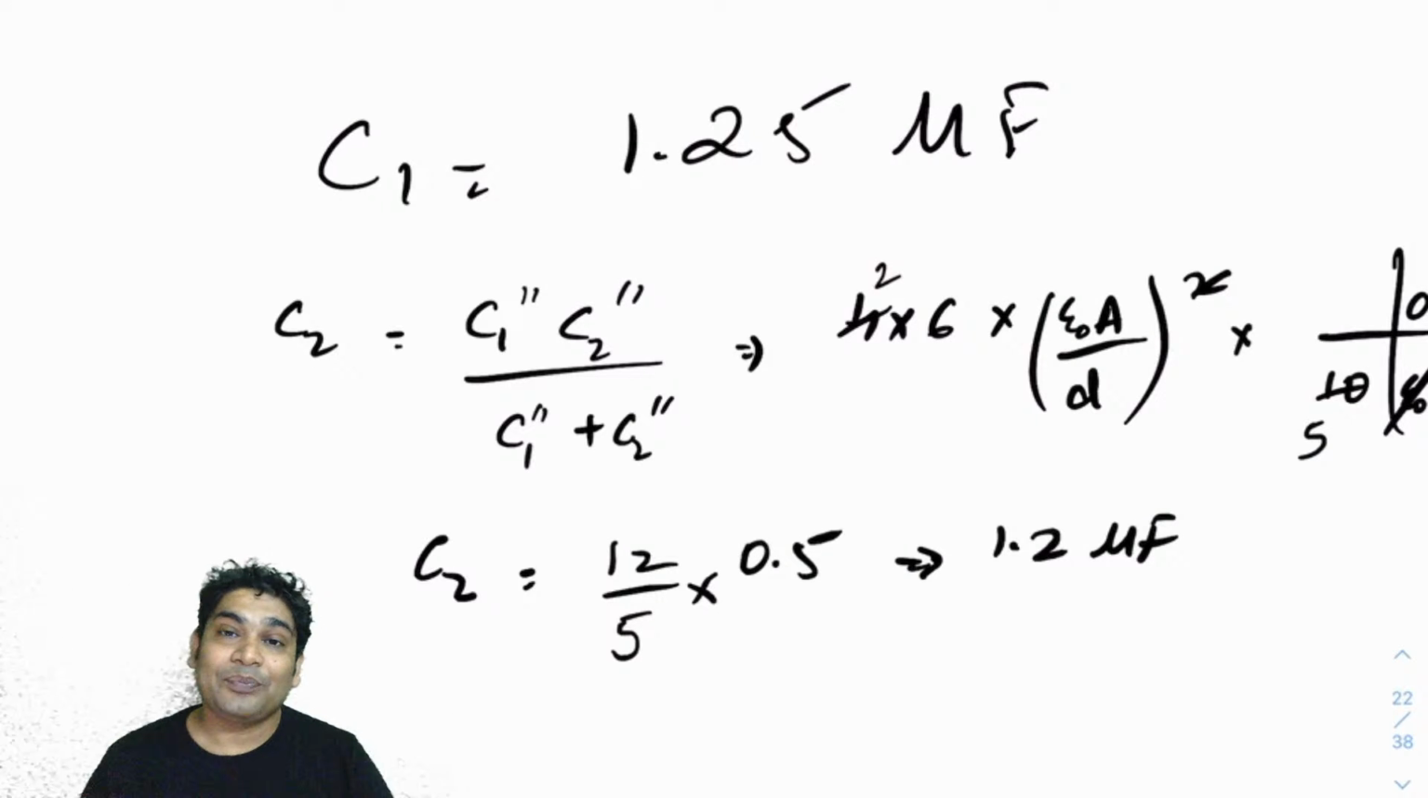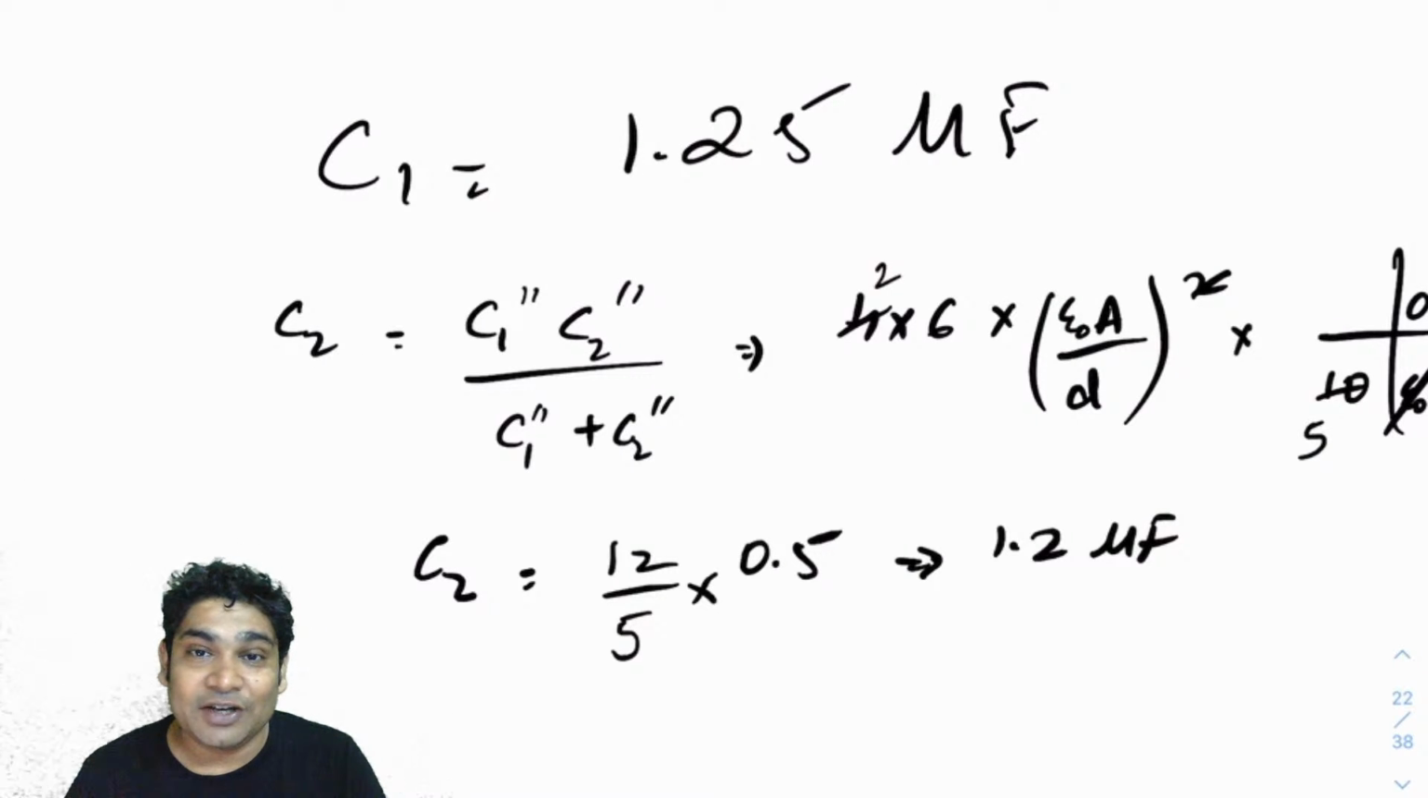Alright. Now it's very easy. You have to find the ratio of C1 is to C2. Now you can do that. It will be 125 over 120.